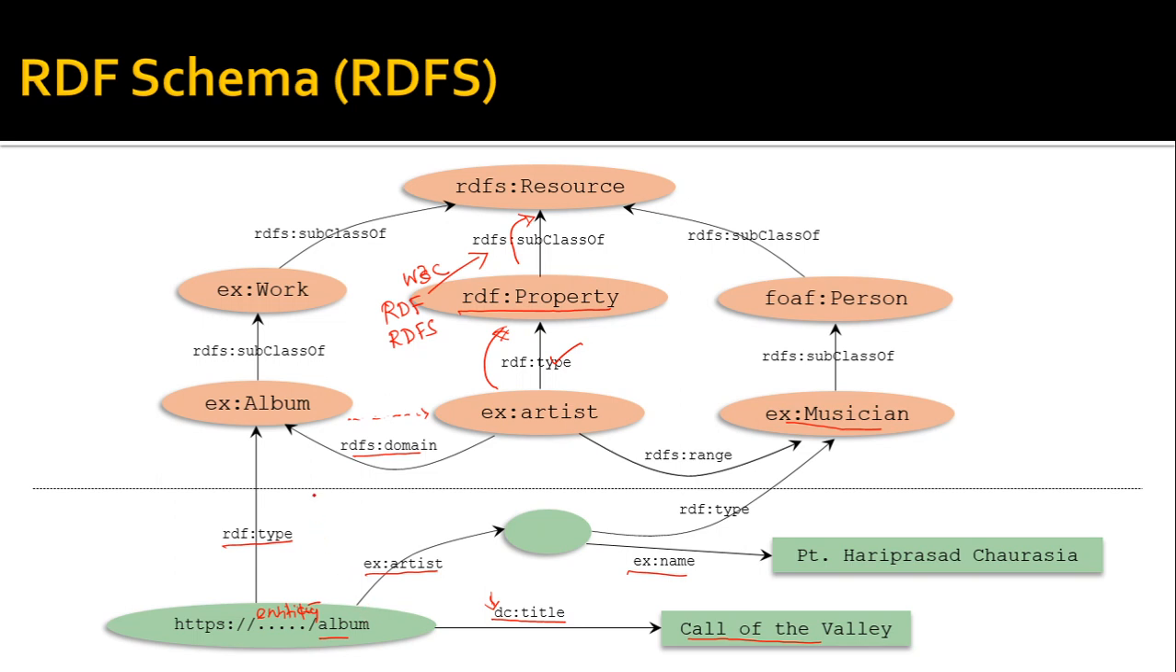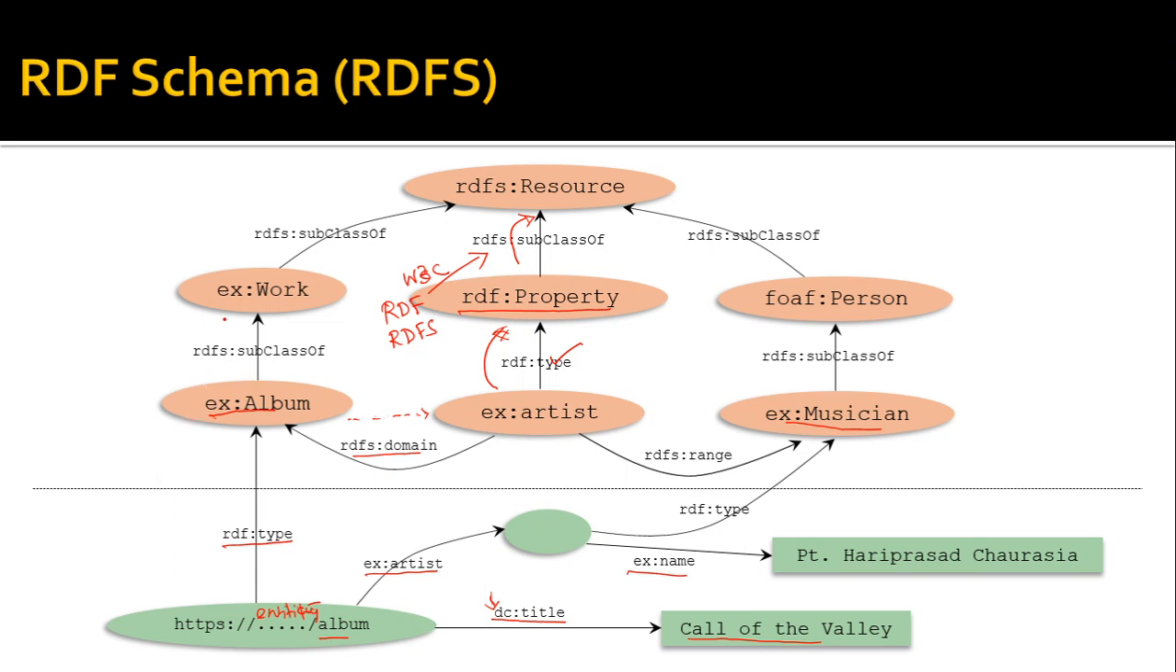Like this album, you can see that this particular album is of type album, and it has an artist. The artist is of type musician. The artist is Hariprasad Chaurasia, and Hariprasad Chaurasia is of type musician, right? Now you are also saying that whatever we are starting with X is user defined, right? So this is defined by your individual organization, right?